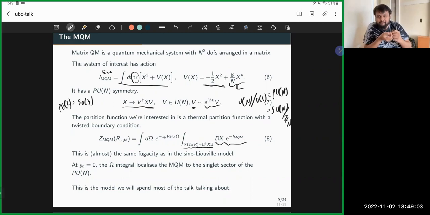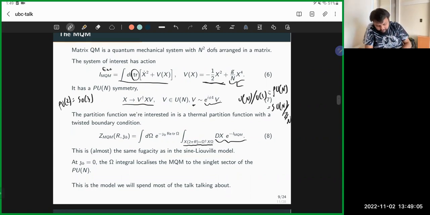This is called a twist. And then you integrate over the twist with some potential for the trace of omega. And the parameter of that potential is this ZB. This ZB is a fugacity, and it is also going to be a fugacity for non-singlets in the matrix model. And it's going to be related to the Z of the string theory.